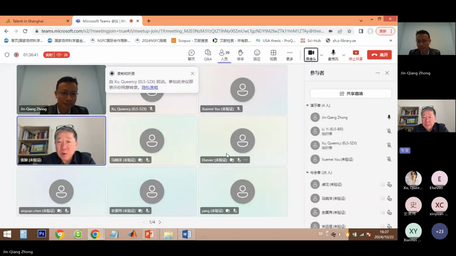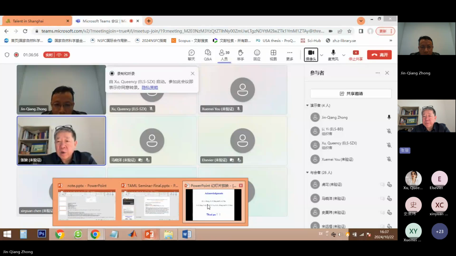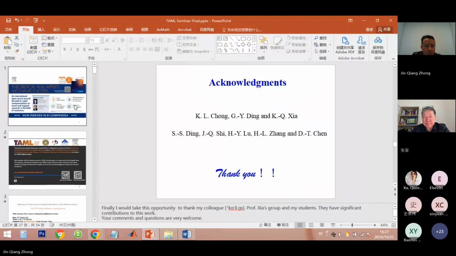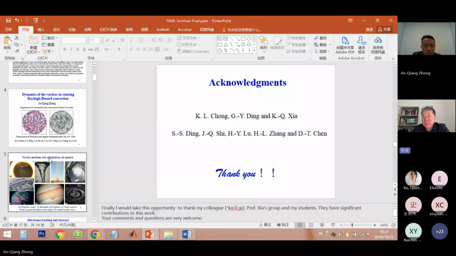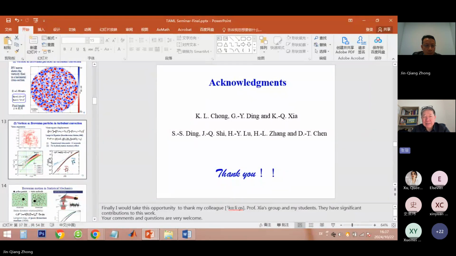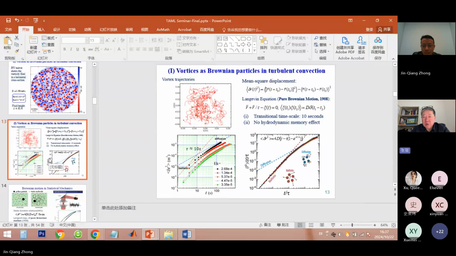Questions? Let me open the chat. Let me start with a simple question. At the beginning of your talk, we saw the vortices are moving, and they seem to follow two different behaviors. One is ballistic, the other one is diffusive, and the crossover time is something like 10 seconds. What does this 10 seconds mean?